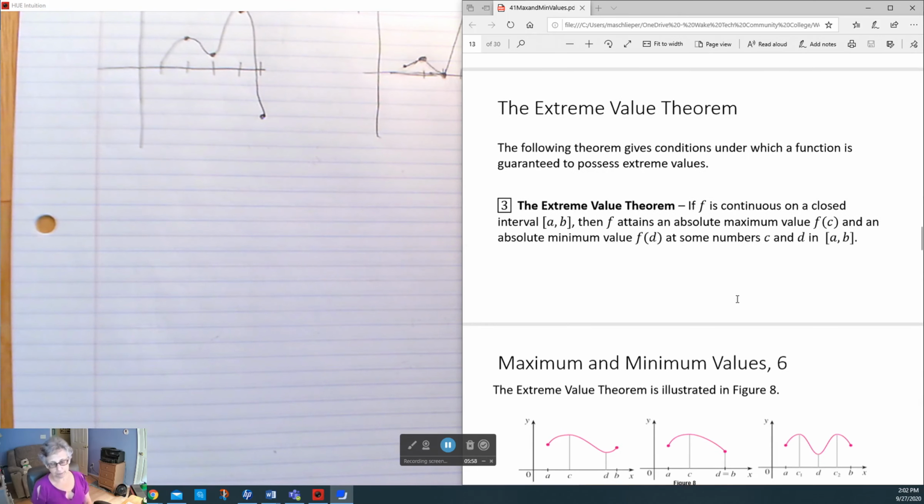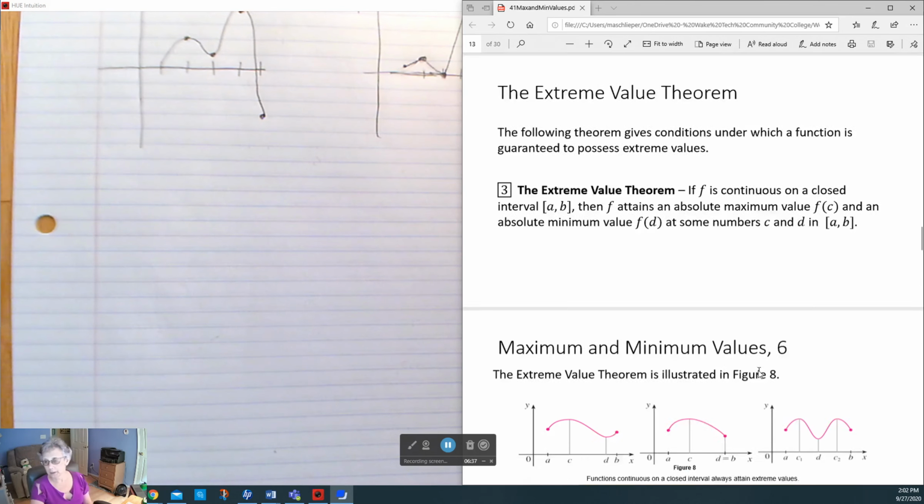Extreme value theorem. Very important in optimization problems. If f is continuous on a closed interval [a, b], then it attains an absolute max and an absolute min somewhere in the interval between a and b. Seems simple. So all it has to be is continuous on a closed interval. Now it only says that it has a max and a min on that interval, not for the entire function, just on that interval. So pictures.